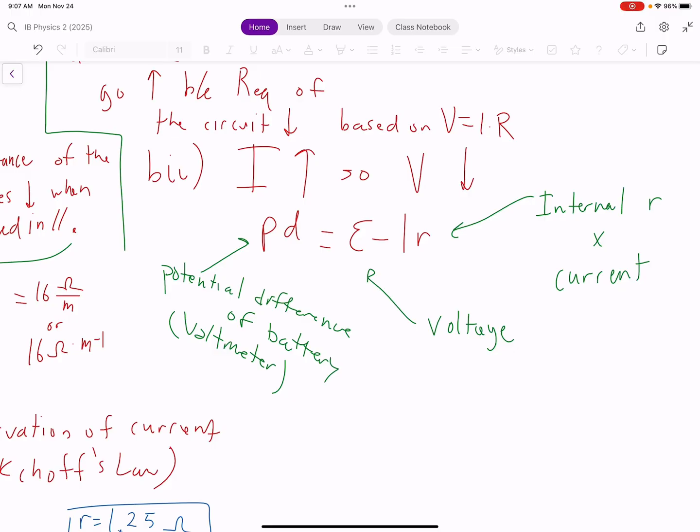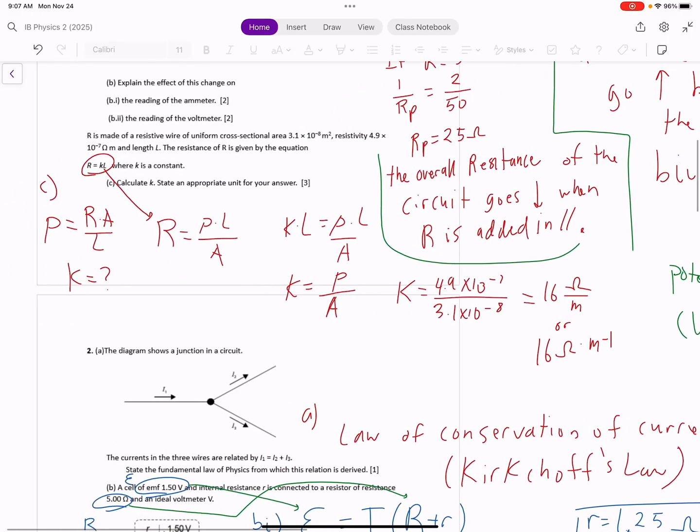This is basically what happens in real life. You can't really add resistors forever because at some point the current will increase and just take away from the voltage that is being supplied. So in an ideal battery, yeah, you could add it and the current would go up and up and up. But in real life, as the current goes up, it takes away from the voltage, and there's limits to what would happen there. All right.